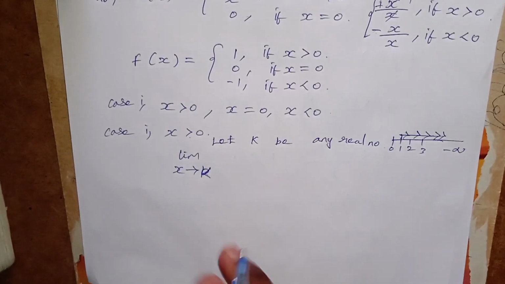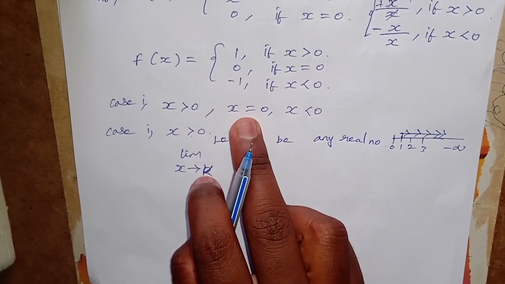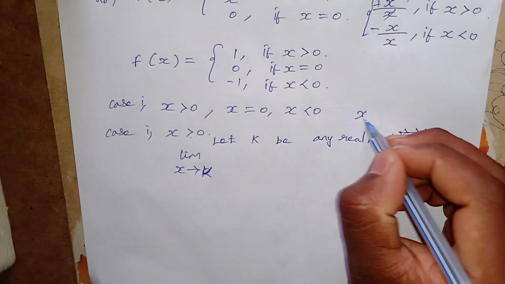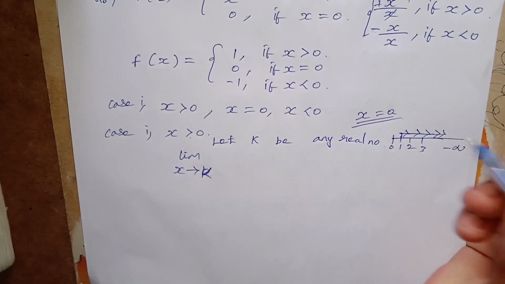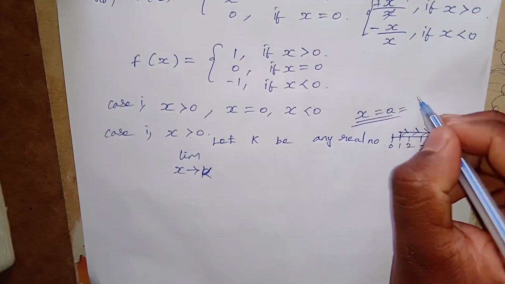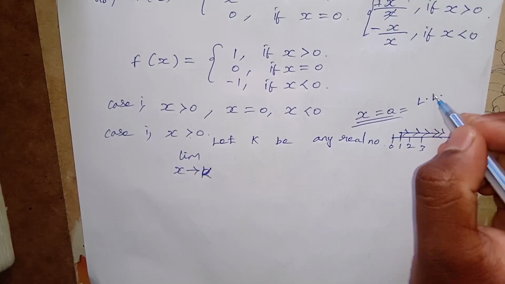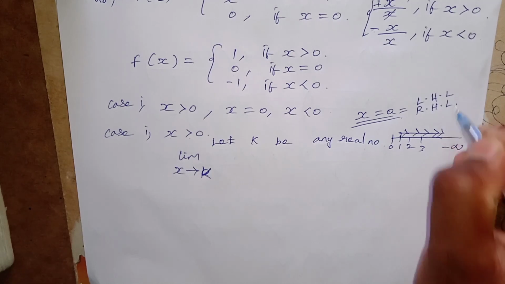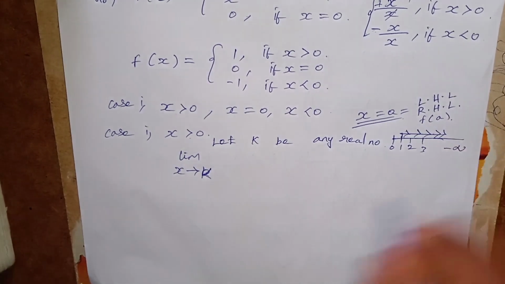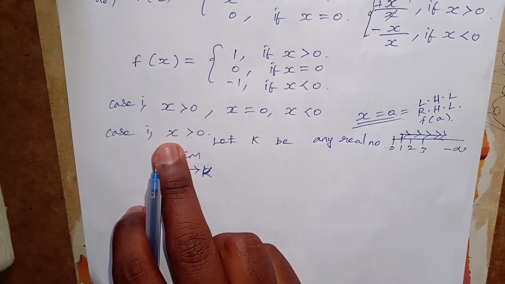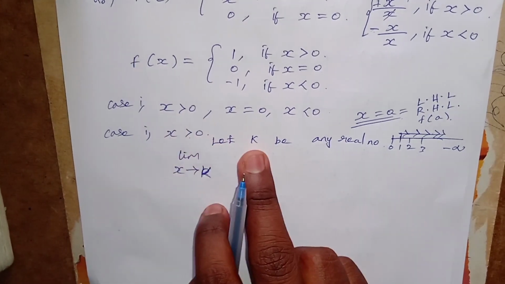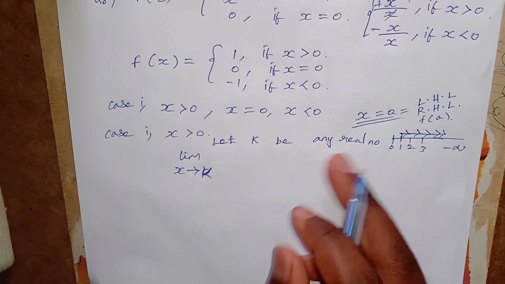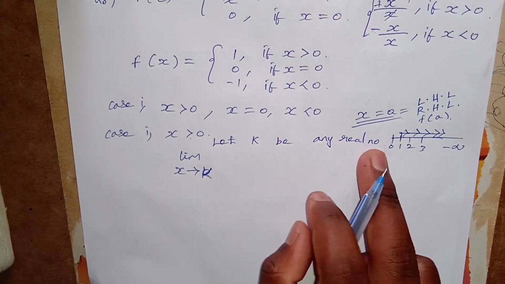Whenever the exact point, x is equal to k, x is equal to a, this is my exact point, here you have to find the left hand limit, right hand limit, equal to f of a. Here it is general, so for general you can take any value, so I am taking let k be any positive real number.